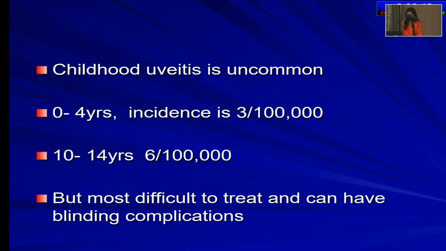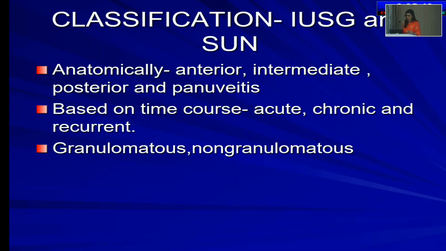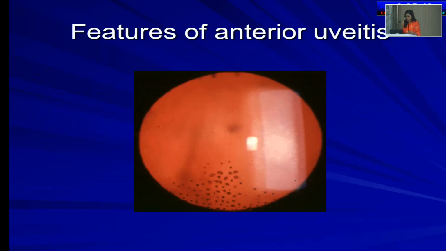So childhood uveitis, as you know, is an uncommon disease, and the incidence is only 3 in 1 lakh in the younger age group, and it slightly increases in the older age group at 10 to 14 years. But it is the most difficult to treat and can have a lot of blinding complications. The commonest types of uveitis by age: up to 6 years is JIA, which presents as a chronic anterior uveitis. 7 to 12 years is idiopathic chronic anterior uveitis or intermediate. 13 to 16 is intermediate uveitis and B27 associated uveitis. The classification is the same as in adults, IUSG and SUN classification.